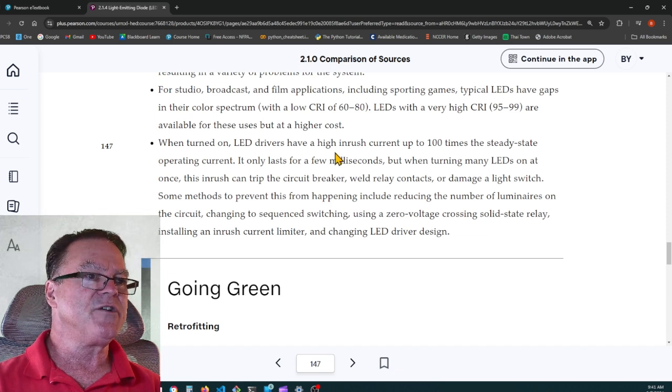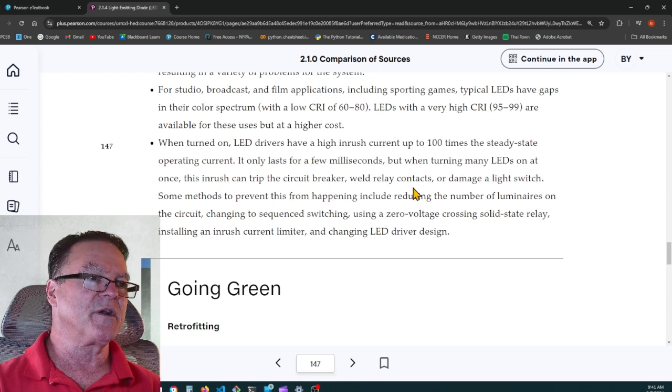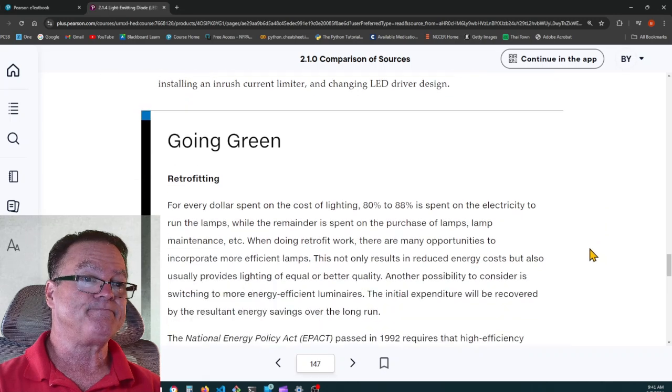When turned on, LED drivers have a higher inrush current of up to 100 times the steady state operating current. It only lasts for a few milliseconds, but when turning many LEDs on at once, the inrush can trip the circuit breaker. Okay.